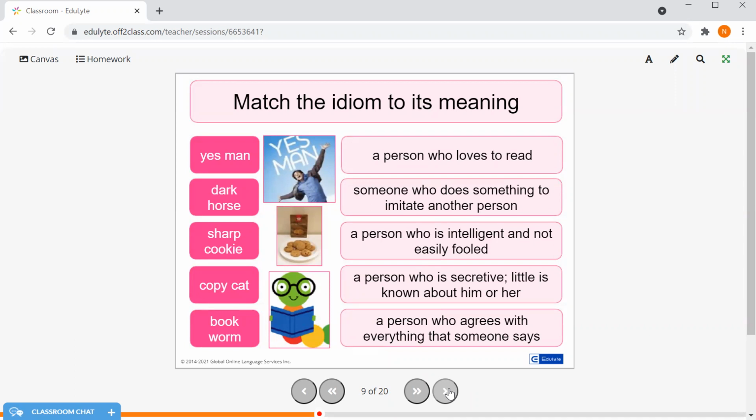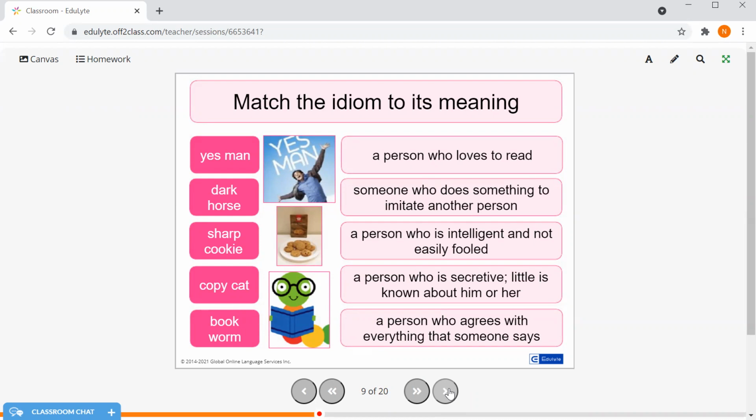Dark horse. Dark horse would mean a person who is secretive. Little is known about him or her. We all who work in jobs know about that team member who does not share anything. So we can describe that person as a dark horse. Sharp cookie. A person who is intelligent and not easily fooled. We all know someone who is a sharp cookie.